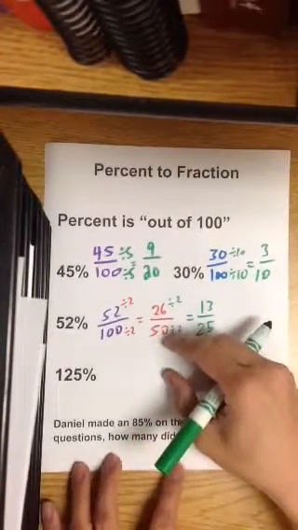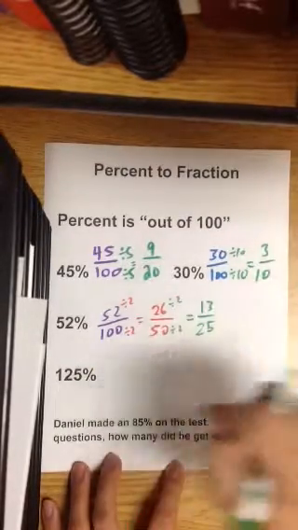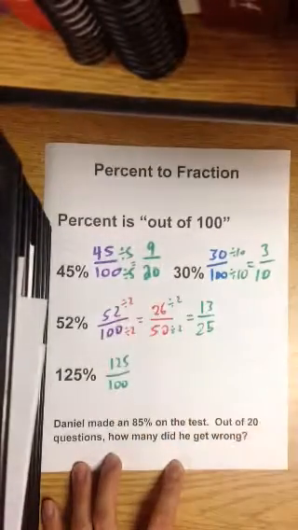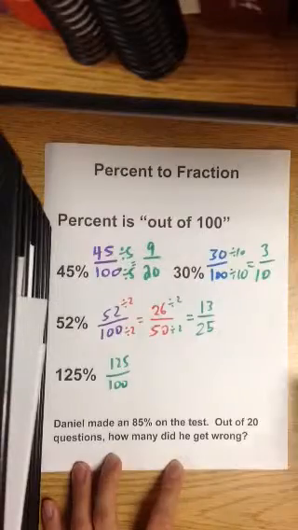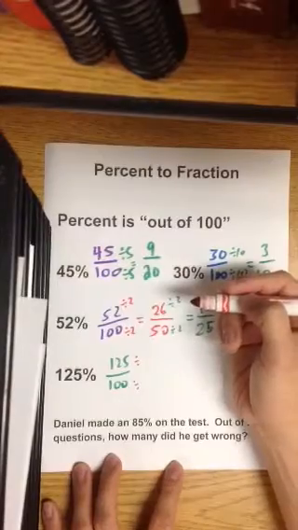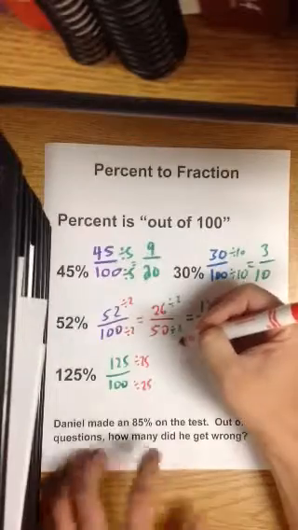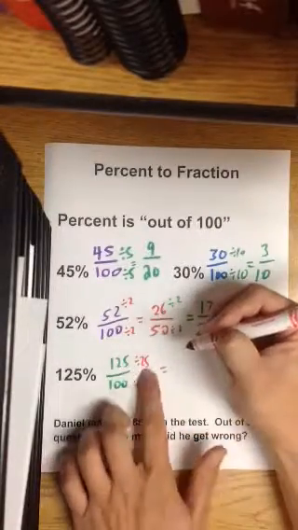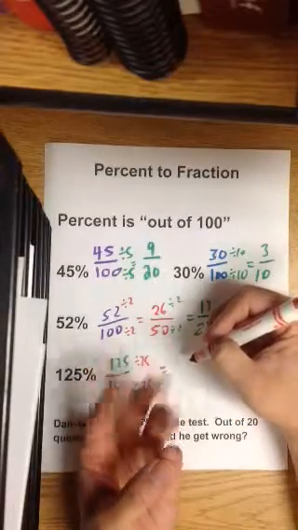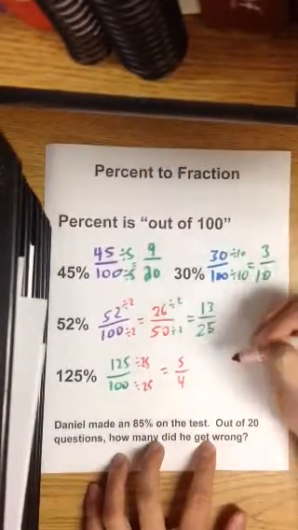Our next example gets a little harder. It's over 100%, but you know what? It's okay. We can do it. 125% out of 100. Can we simplify this? I think we can. What should we divide this by? 5? It does end with a 5. You know what? I think the greatest factor that goes into 125 and 100 is 25. How many quarters go in 125? 25, 50, 75, 100, 125. 5 times. How many quarters go into 100? 4 times. So it's 5/4.